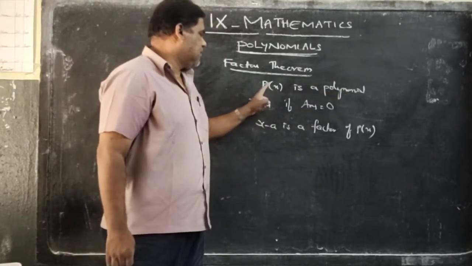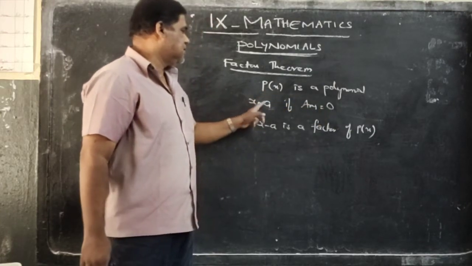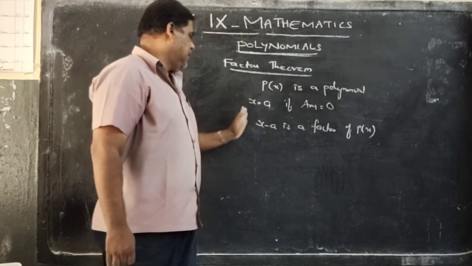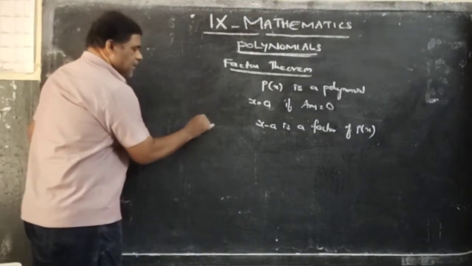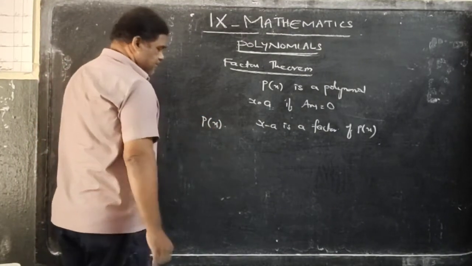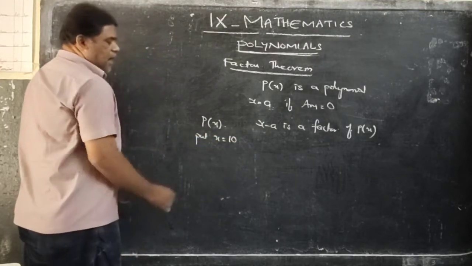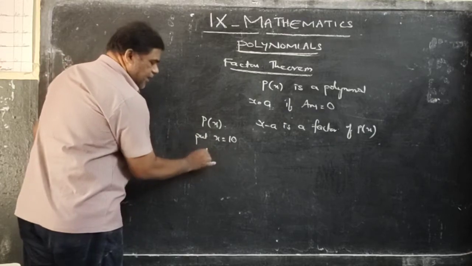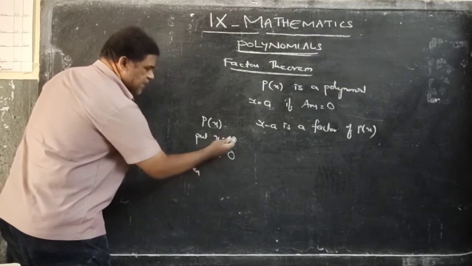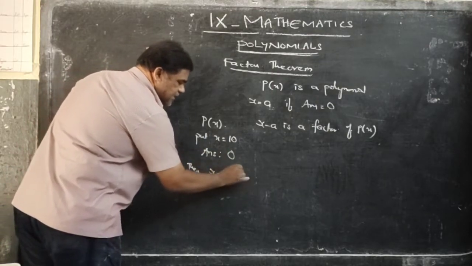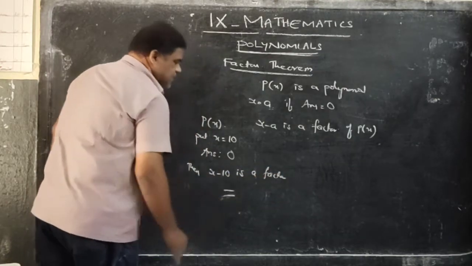Substitute x is equal to something, x is equal to a. If you get the answer 0 on substituting x is equal to a, then this a you send to that side, and x minus a is a factor. For example, p of x is a polynomial, put x is equal to 10 in this. On substituting x is equal to 10, if you get the answer 0, then send 10 to this side, then x minus 10 is called a factor. So this is called the factor theorem.